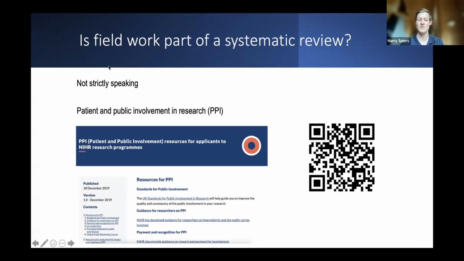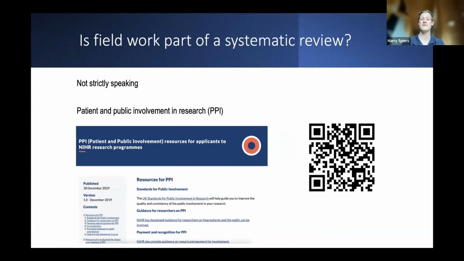Now, what I've done here is I've put up on the left-hand side a little picture you can see. This is the National Institute for Health Research. They have an enormous patient and public involvement education platform, and I would highly recommend you all go and have a look at it. They've got multiple resources for how you can involve your patients in your research more.